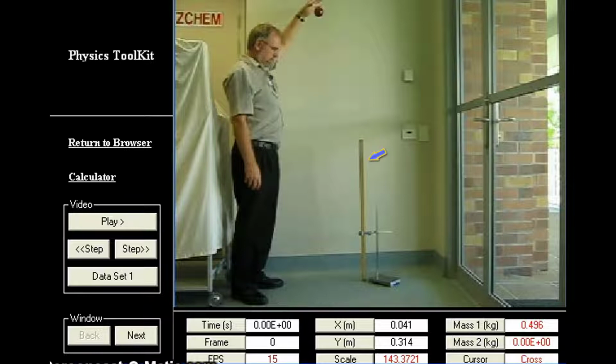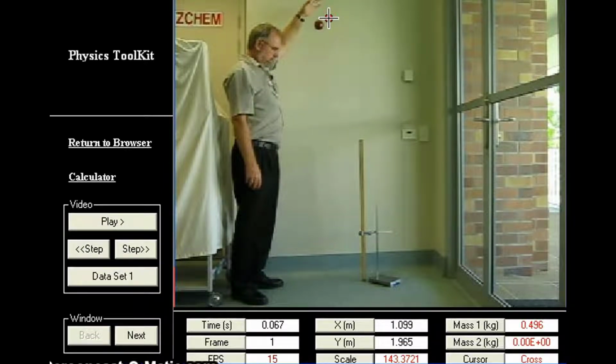Here's the scenario. You can see the meter ruler in the background. That allows the computer to scale the picture so that it can measure displacements accurately. Here you can see that the frames per second is 15, so the computer knows that the time between each frame is 1/15 of a second. So let's do the analysis.